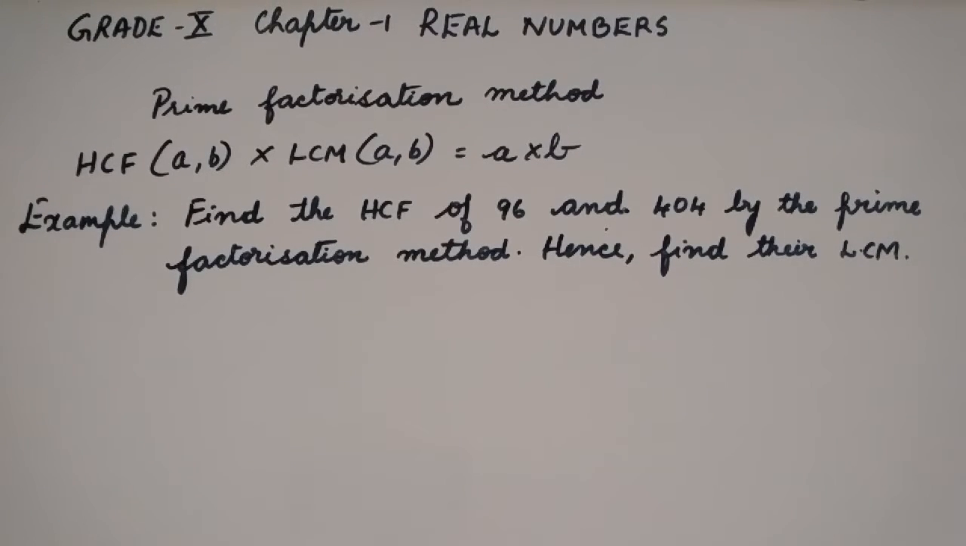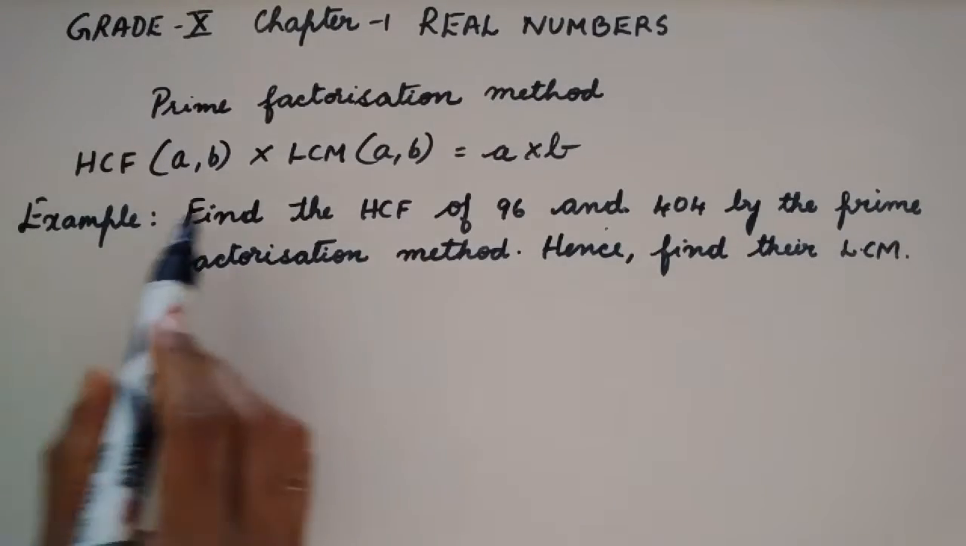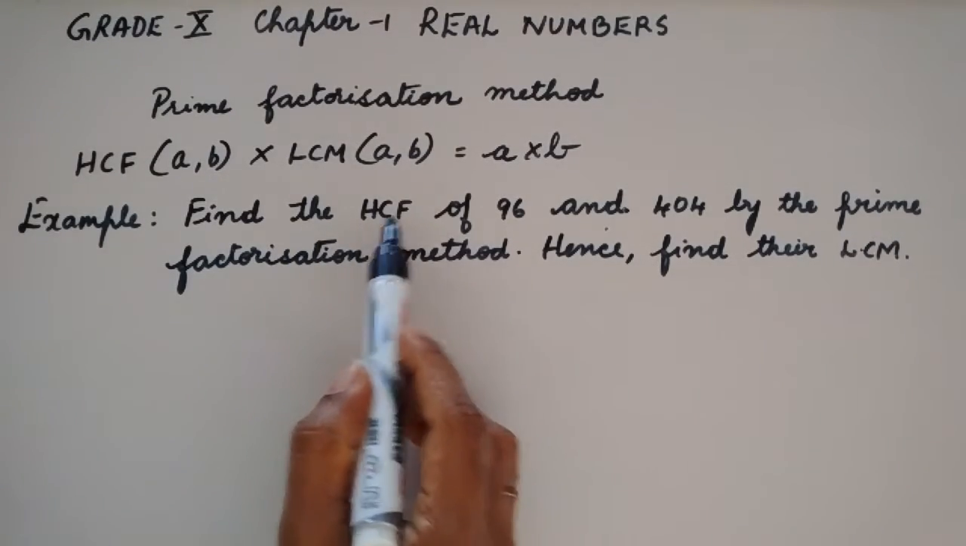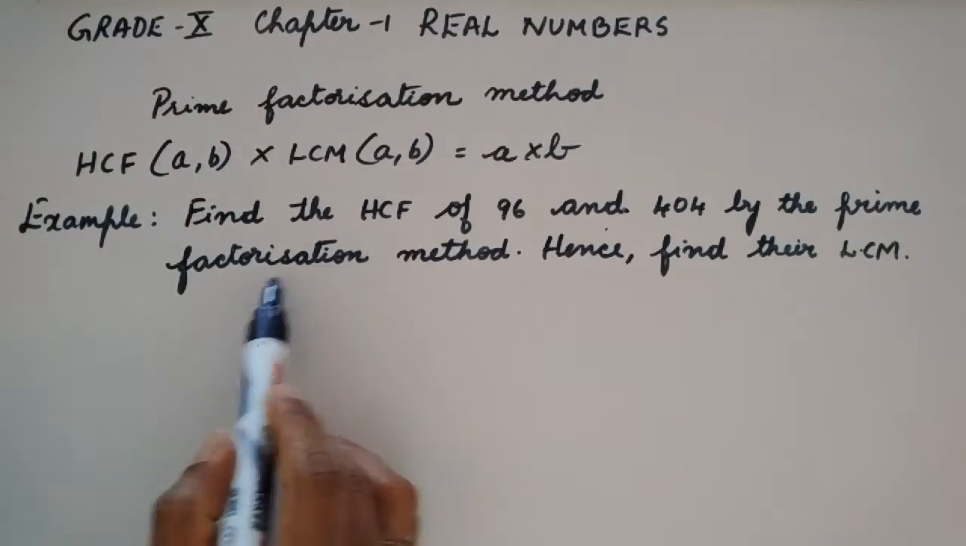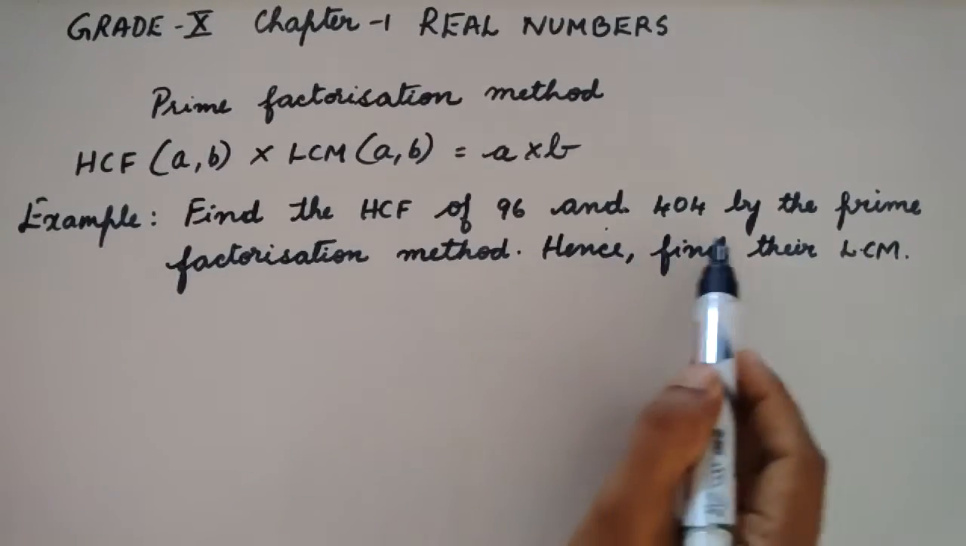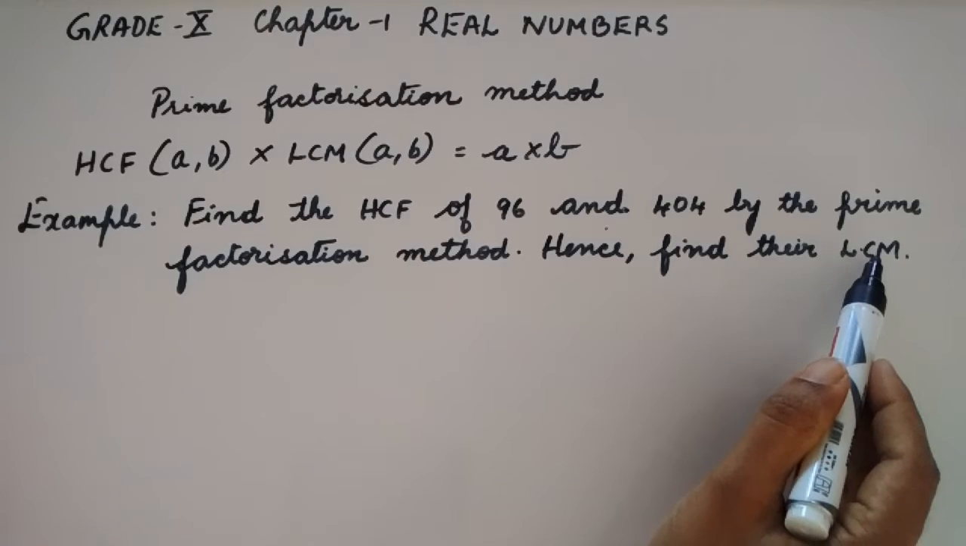Grade 10, Chapter 1, Real Numbers. Example problem: find the HCF of 96 and 404 by the prime factorization method, hence find their LCM.